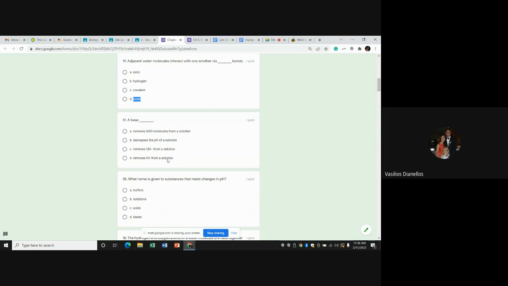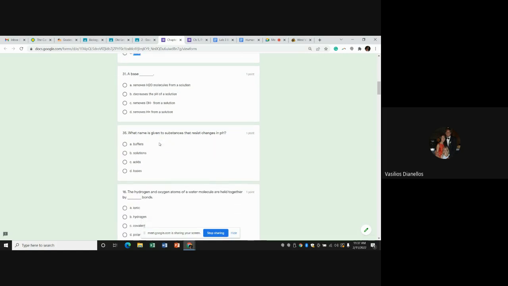Now, I can reword this to say it increases the pH of a solution, in which case B would be correct. Or I could say it adds OH minus to a solution, in which case it would be correct. Or I could put it, well, this one is already correct. I could say it adds H plus ions to a solution, in which case this one would be incorrect. So keep that in mind. Don't study these questions verbatim and memorize exactly how they're written, because they will be reworded.